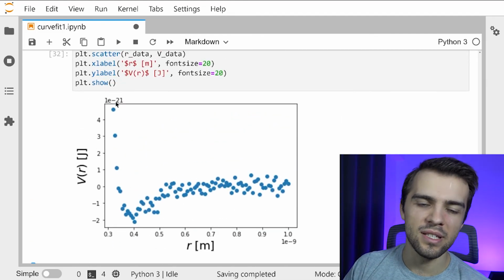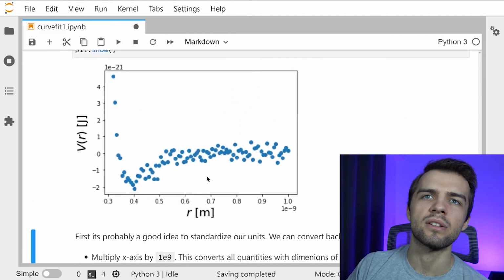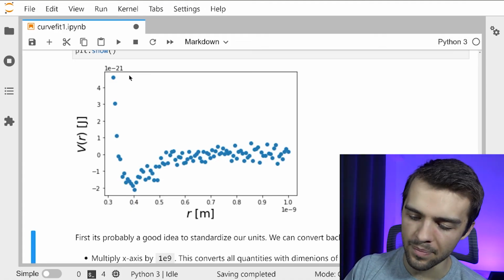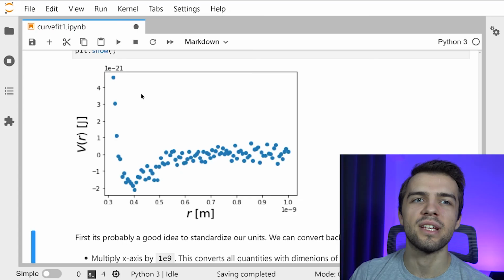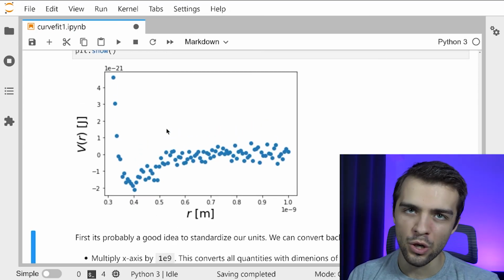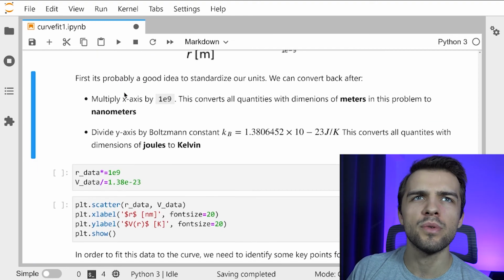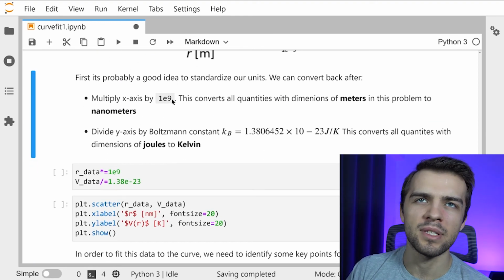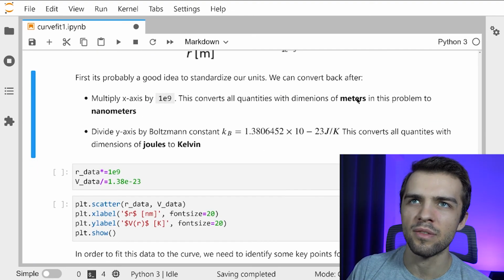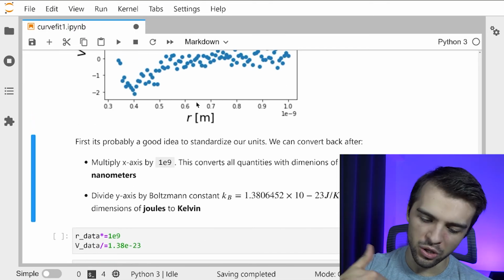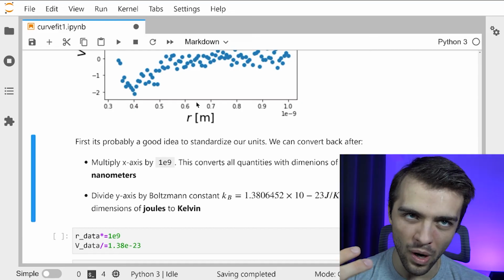But you can see that the units, in standard units of joules and meters, this is 1 times 10 to the negative 9, and this is 1 times 10 to the negative 21. So we're going to normalize our data first before we get into any curve fitting, and that will help scipy's curve fit function. So what we'll do is multiply the x-axis by 1 times 10 to the 9. This converts everything with dimensions of meters to nanometers. So, things will be standardized. It'll be close to the order of magnitude of 1.